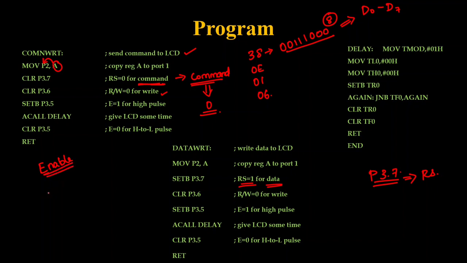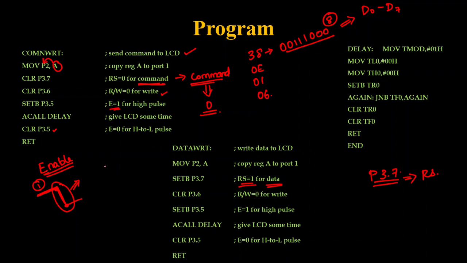So whenever there is a high to low pulse, it is going to push that value present in your data to the corresponding register. So I am setting my P3.5 to be 1, and after that a call delay, so that it will hold this pulse for some duration of time. After that I am trying to clear my P3.5. Whenever I clear P3.5, it gives a high to low pulse.